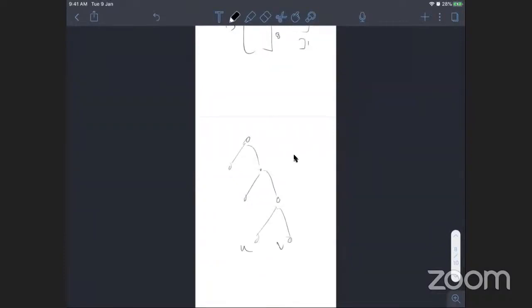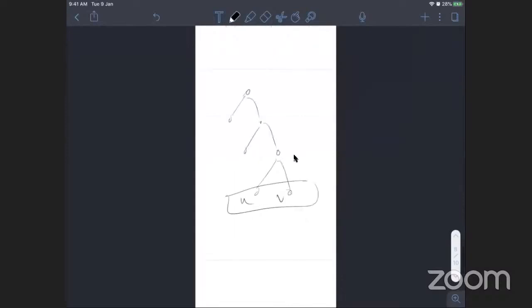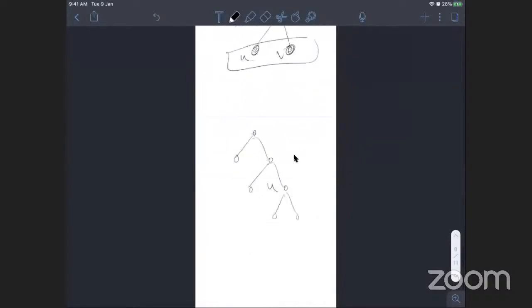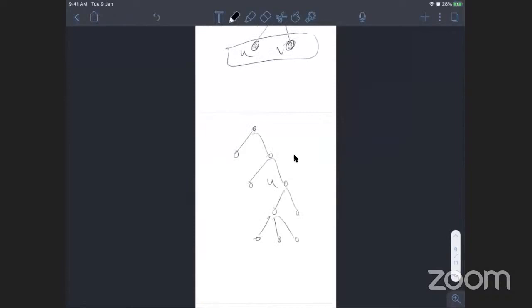Okay, so now U and V are at the same height. They might be the same guy. That is, they are actually referring to the same guy. Example, let's say this was the tree. U was here, V was here. Now the height difference is 2, right? V will climb 2 steps up, and then U and V will technically be the same thing. So at that point only you should return it as the answer because they're the same thing.